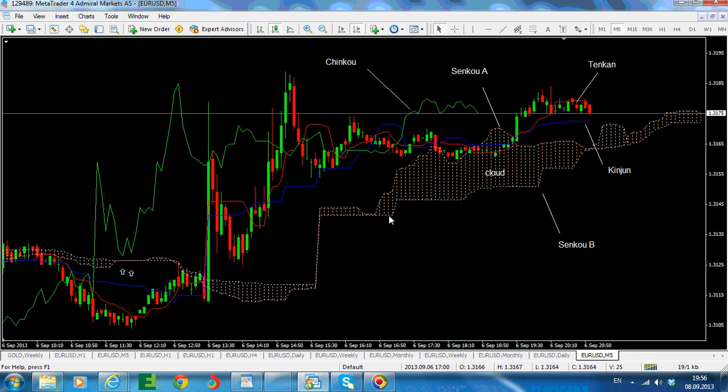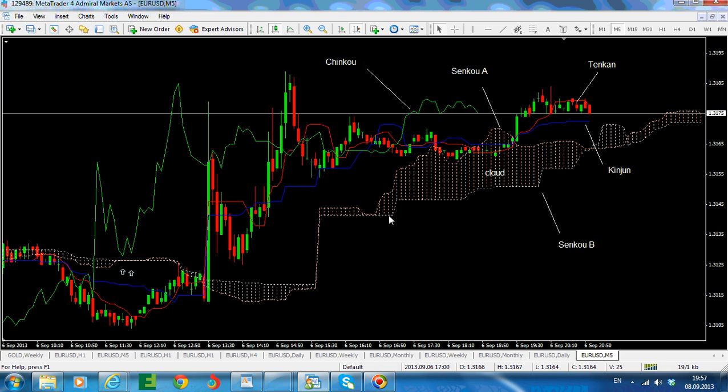Now the Chinkou element, the green line there, offers enough confusion among traders that sometimes many of them choose to ignore it and, when possible, even to delete it from the screen. Well, that is a fatal mistake, as the Chinkou is the most important element that forms the Ichimoku Kinko Hyo indicator.